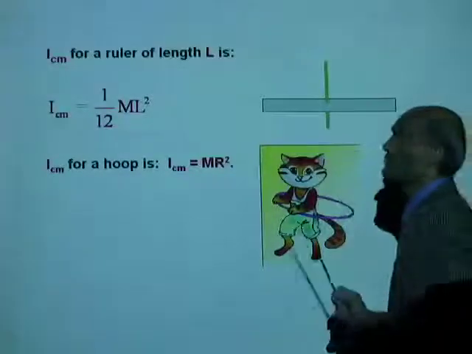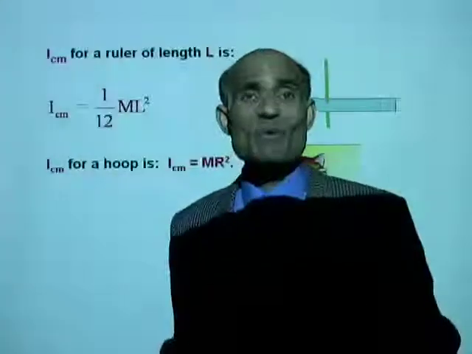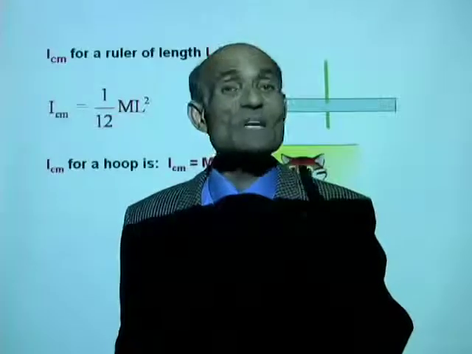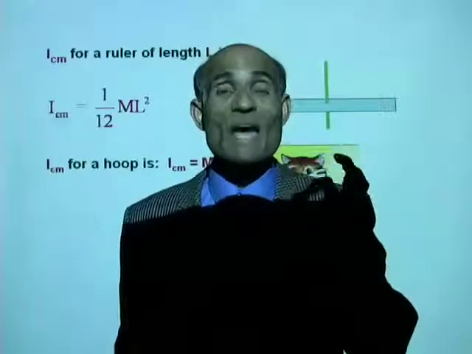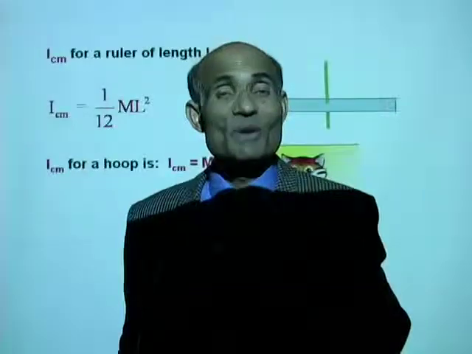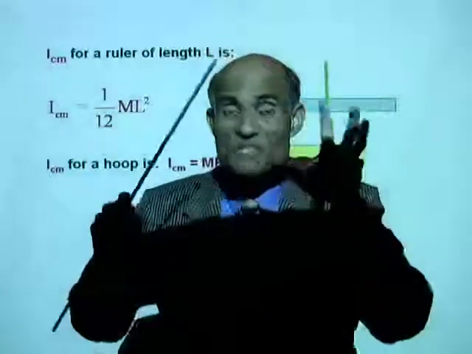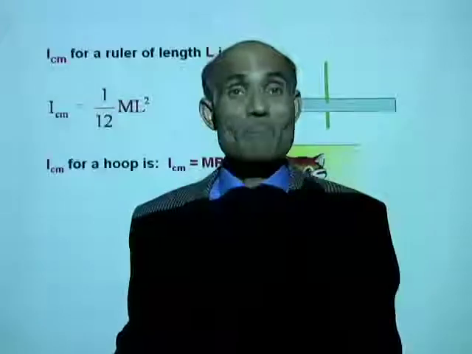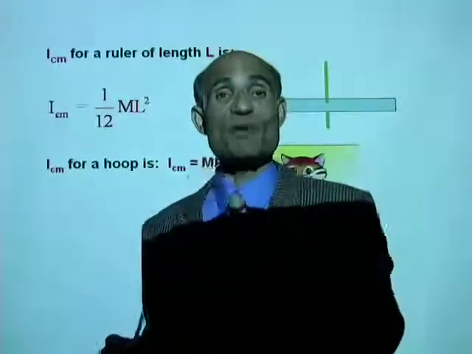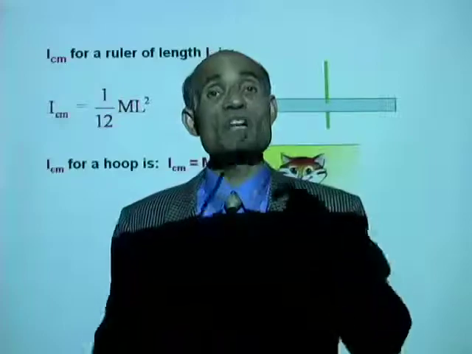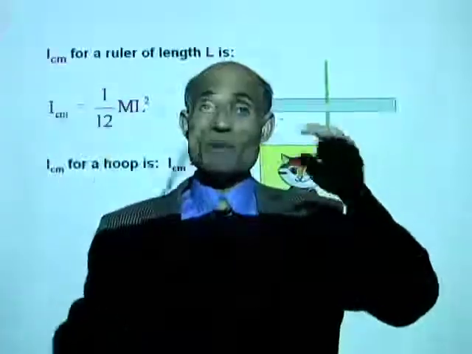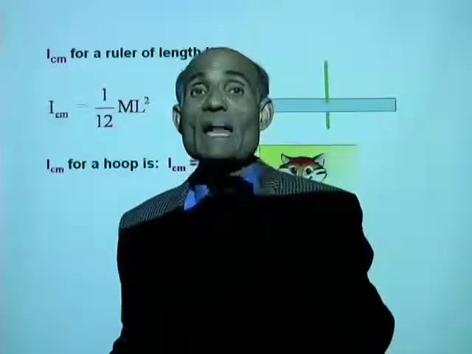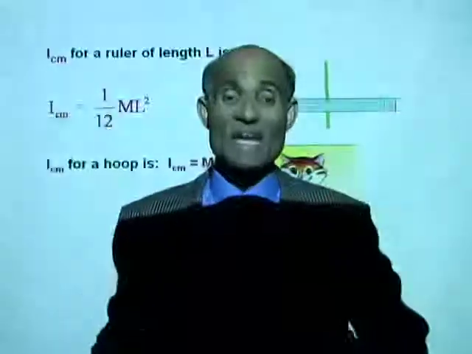We rarely use this, but for a disk, tell me, what is the moment of inertia of a disk about an axis through its center of mass? 1/2 mr squared. What is the moment of inertia of a sphere about an axis through its center of mass? It's 2/5 mr squared. And what is the moment of inertia of a ruler about its center of mass? It is 1/12 ML squared, where L is its length.